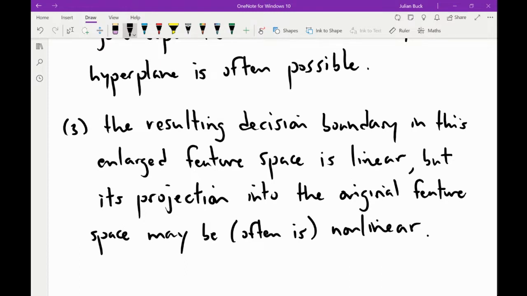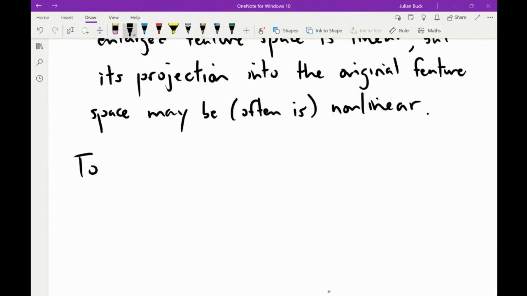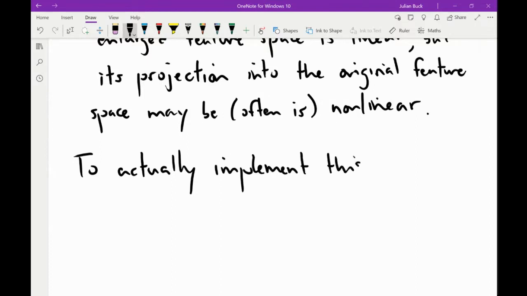So what's the idea behind these basis functions that we talked about? Well, we're actually going to use a slightly different term here. To actually implement this process, we employ what we call kernel functions, hence the name kernel trick.